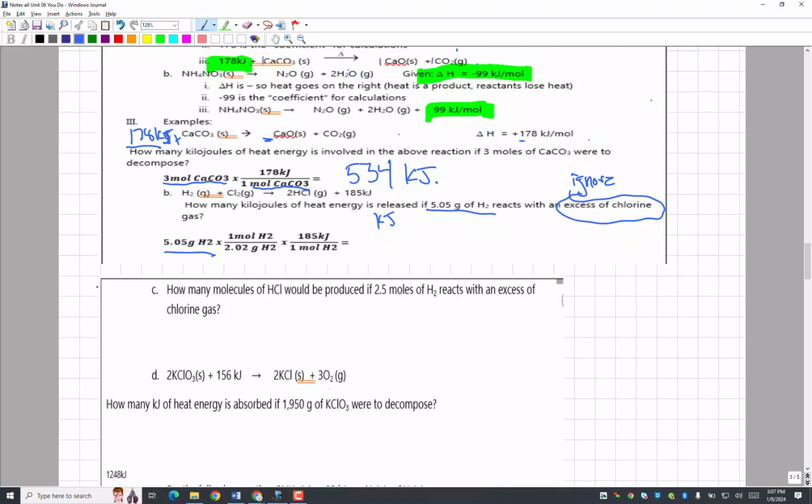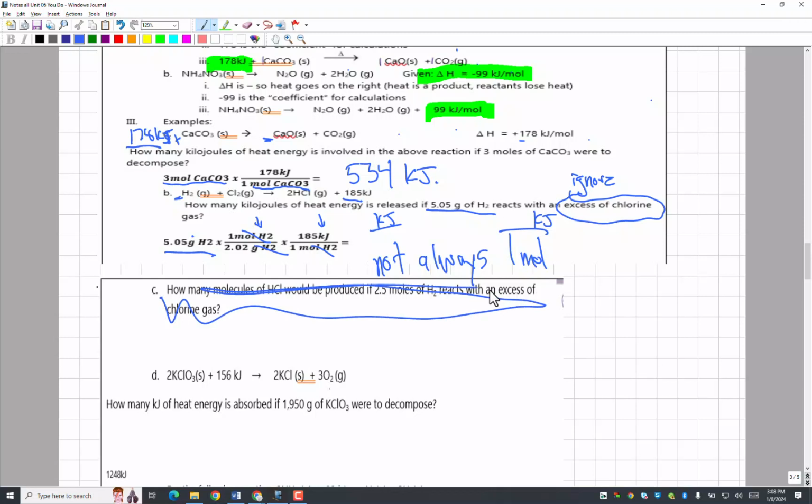All right, so grams, see grams, hello moles, but I want kilojoules. Goodbye moles, hello kilojoules. Why is it 185 and 1? Well, it's 185 and 1 because my coefficients are 185 and 1. I want to warn you, it's not always 1 mole and kilojoules, okay? I just want to make sure you know that. How many molecules of HCl? Honestly, I'm dropping the molecule 1 because it looks like we're running a little long here. Yeah, you can thank me now or later. You'll probably thank me now.